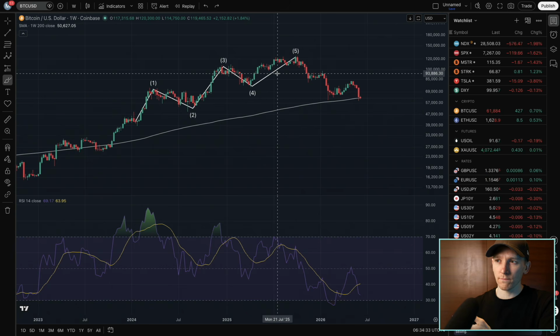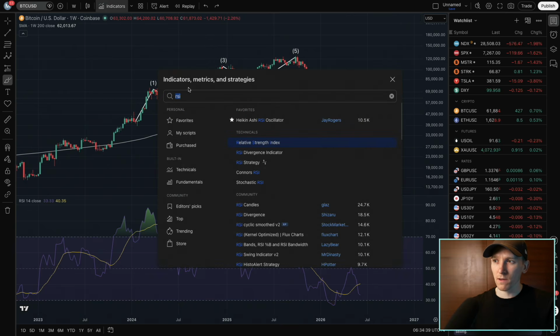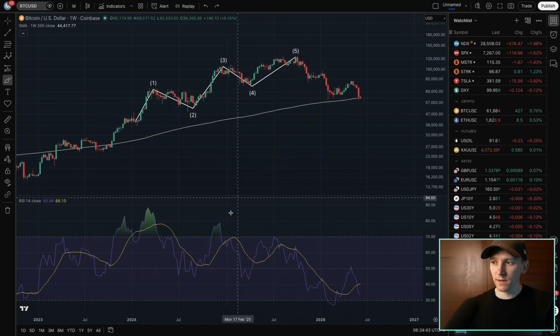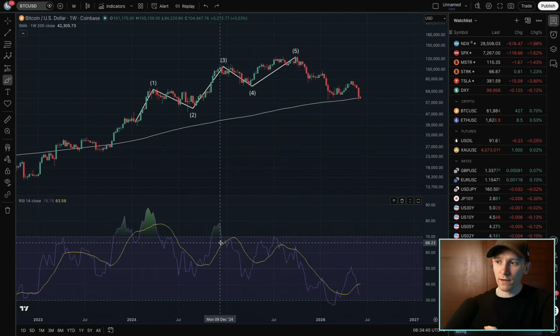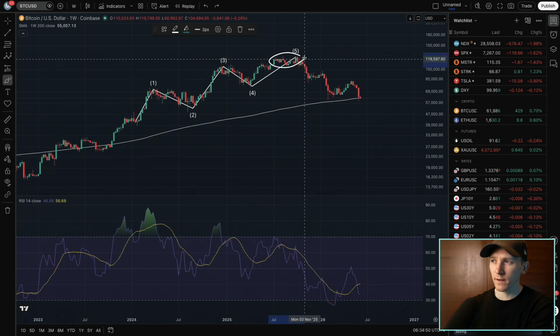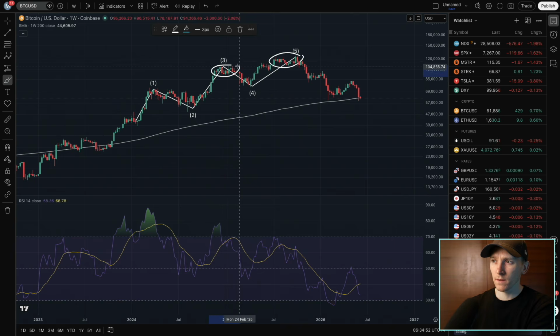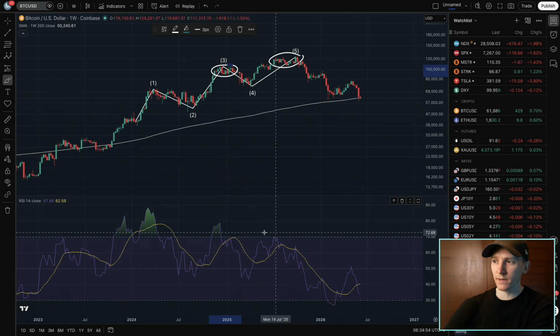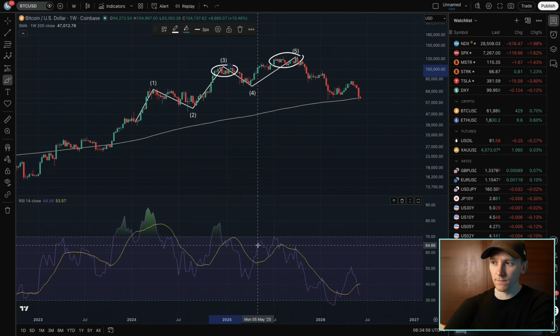Now, what you can do for confluence here and to see if that's actually happening is look at something like the RSI. So if you go to indicators, just type in RSI here, relative strength index. Now, relative strength index shows us the strength of the price move. So even though up here, this price is higher than this one, it is showing us that the relative strength of that price movement is smaller and lower. That is showing us that this price movement is just running out of steam.